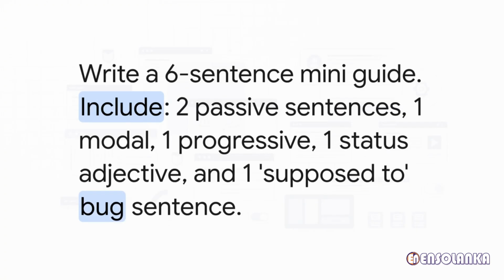Okay, now it's your turn. Here's your challenge. Try writing a little mini user guide, or maybe just a status update, just 6 sentences. I want you to include 2 passive sentences in different tenses, one with a modal, one passive progressive, one that describes a system status, and of course one supposed to sentence for a bug. This is seriously the best way to make all these concepts stick.